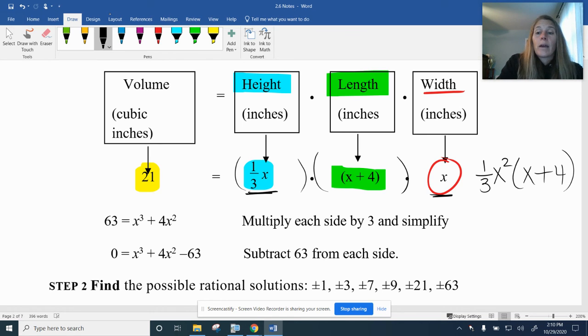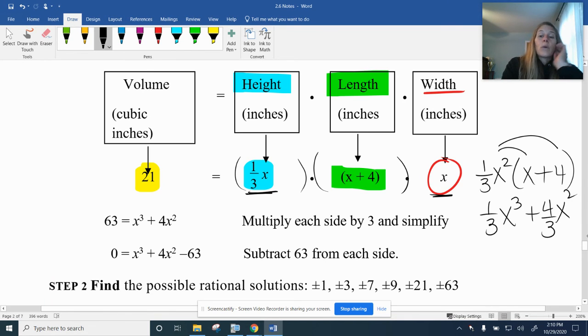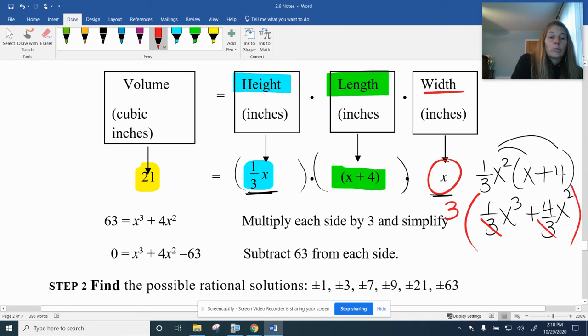And then I would distribute that to the remaining expression, the x plus 4, and I would get 1/3 x cubed plus 4/3 x squared. Now at this point, the suggestion here is to multiply each side by 3, because these are awful fractions. If I multiply by 3, the fractions will cancel and I'll just be left with x cubed plus 4x squared.